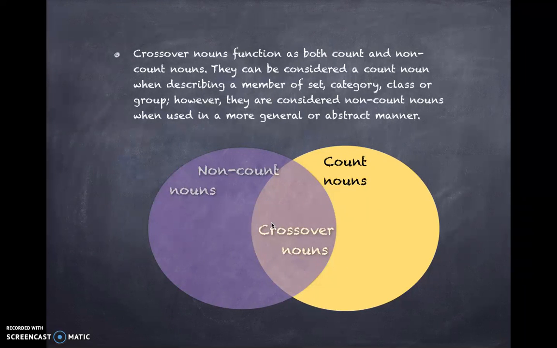So if crossover nouns are considered as count nouns, they become a member of a set, category, class, or a group. If they're to be considered non-count nouns, they're more general or abstract.